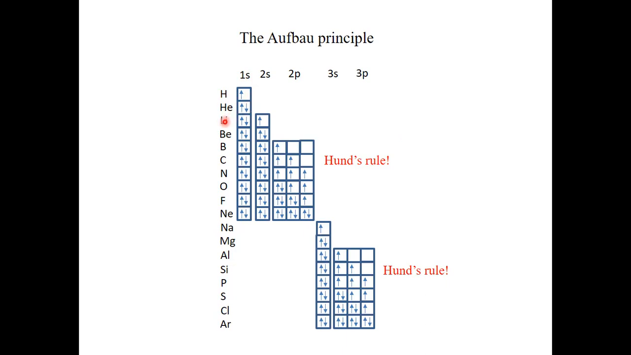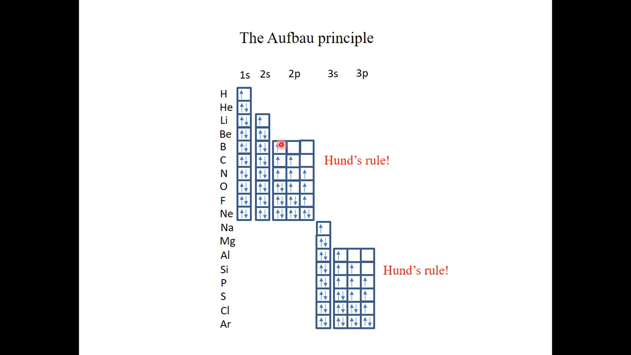So for lithium, we must start a new shell. We have to fill the 2s orbital halfway. That is again because of the Pauli principle. We cannot fill the third electron into the 1s orbital anymore. So now for beryllium, we would pair our electron in the 2s orbital, making the 2s subshell full. So for boron, we have to again start a new subshell because of the Pauli principle.